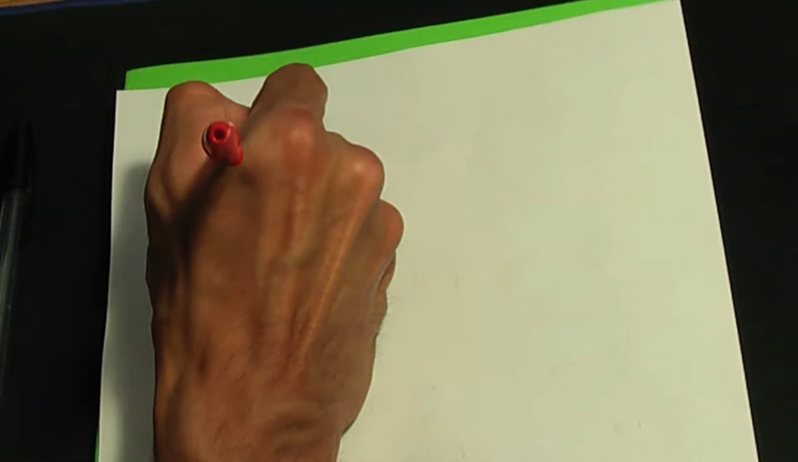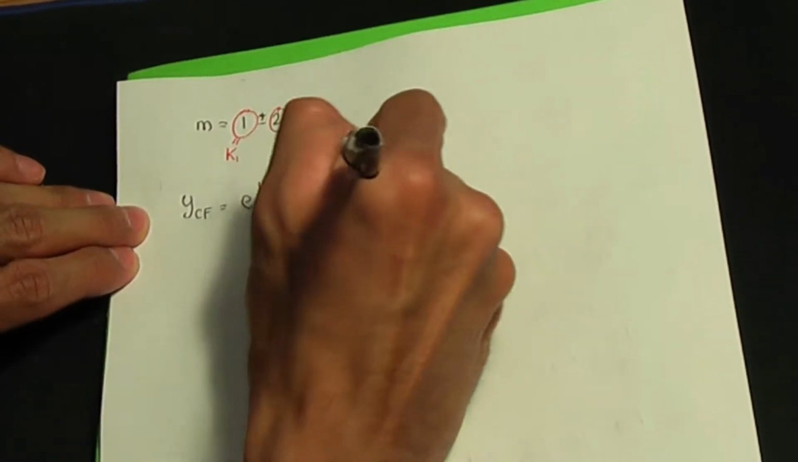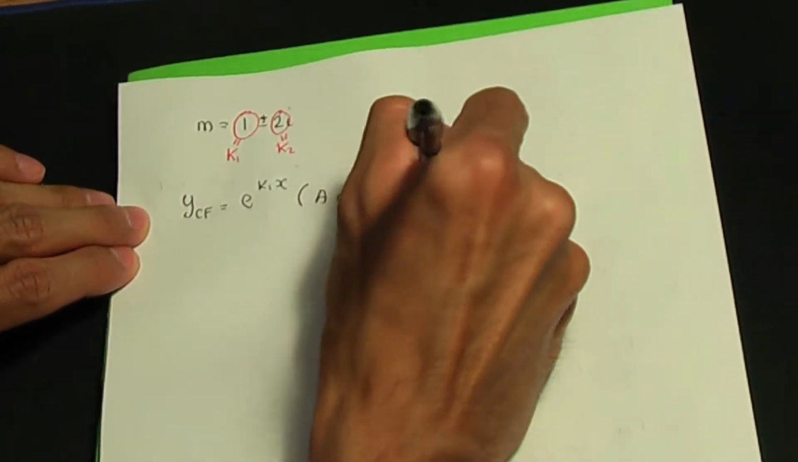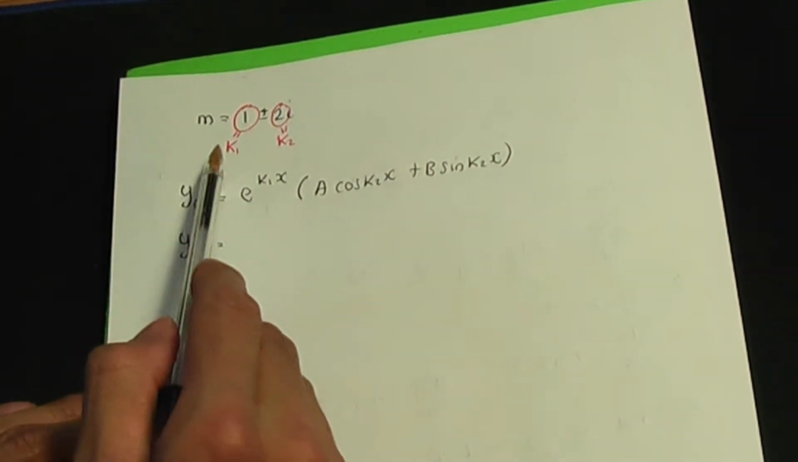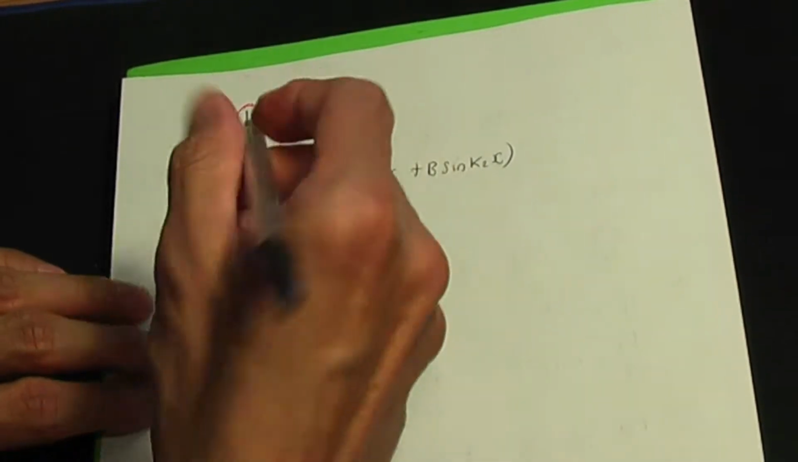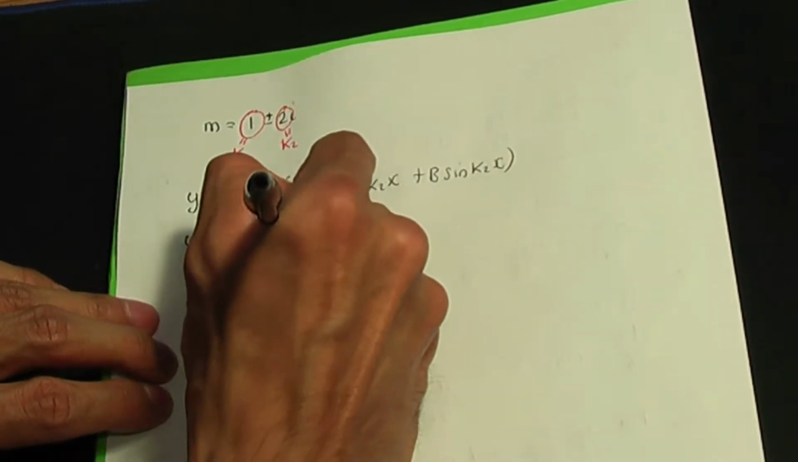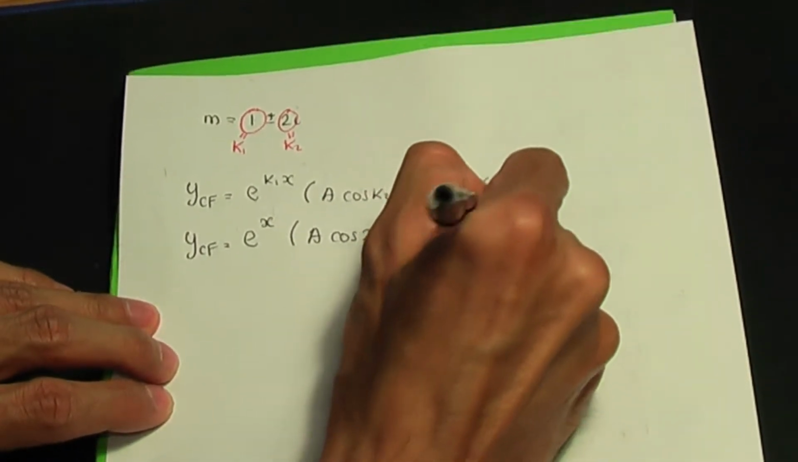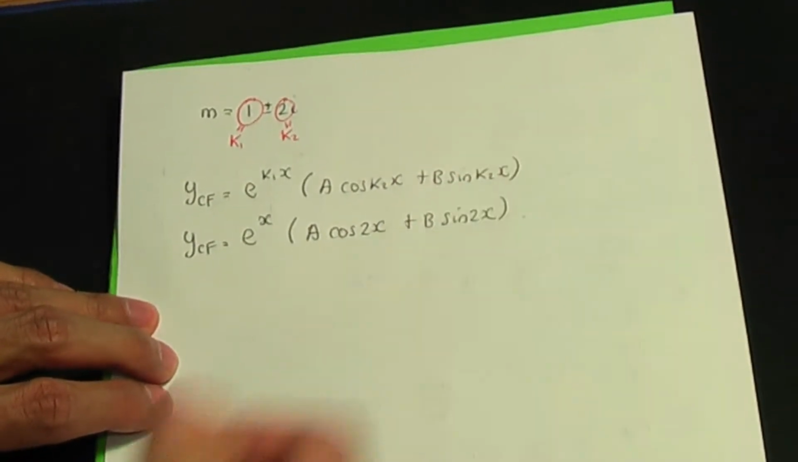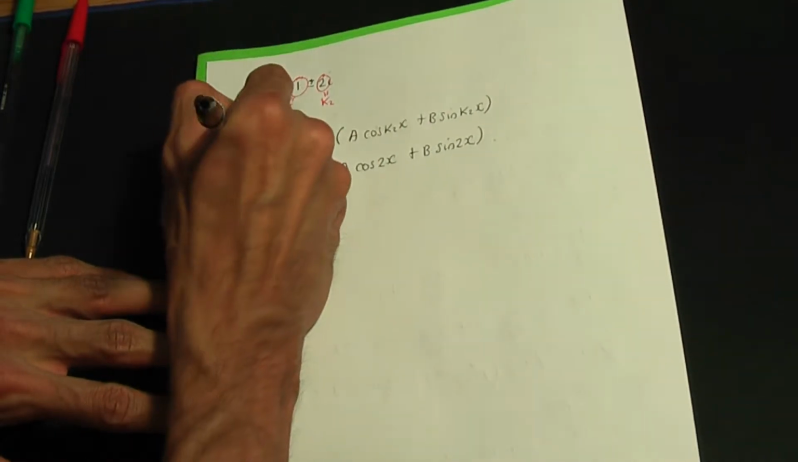So here is k1. k1 is the real term, which is 1. And k2 is the imaginary part of your complex number, which is 2. So our complementary function YCF, remember, is of the form e to the k1x into a cos k2x plus b sine k2x. If I simply replace k1 by 1 and k2 by 2, we're going to have e to the power k1, which is 1x, into a cos k2, which is 2x, plus b sine k2, which is 2x. Okay, so the choice of YCF I named that step number 5.